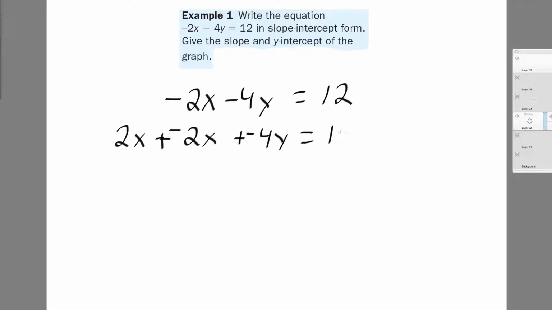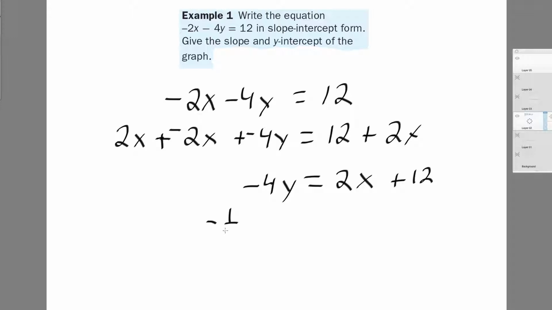What I do to one side, I have to do to the other, plus 2x. So 2x plus its opposite cancels. I'm left with a negative 4y. And that gives me 12 plus 2x. Now, in slope-intercept form, we tend to put the x variable before the intercept. Since this is addition and commutative, we can just move it. So that's 2x plus 12. Now I have to multiply both sides by negative 1/4, the reciprocal of negative 4.